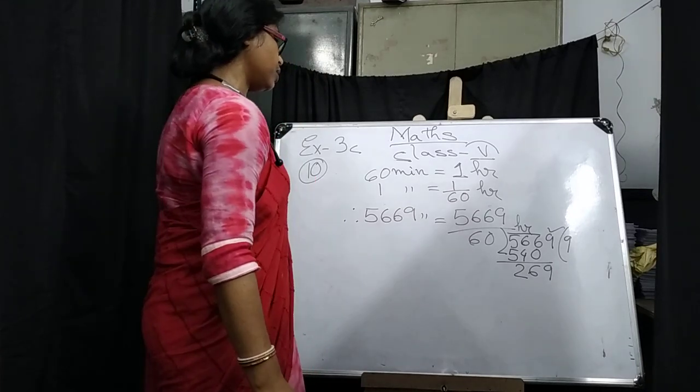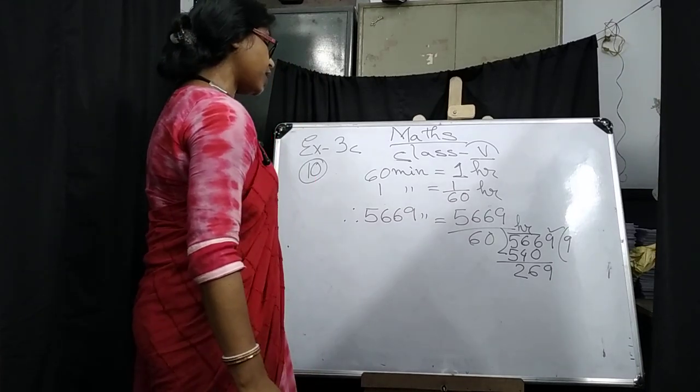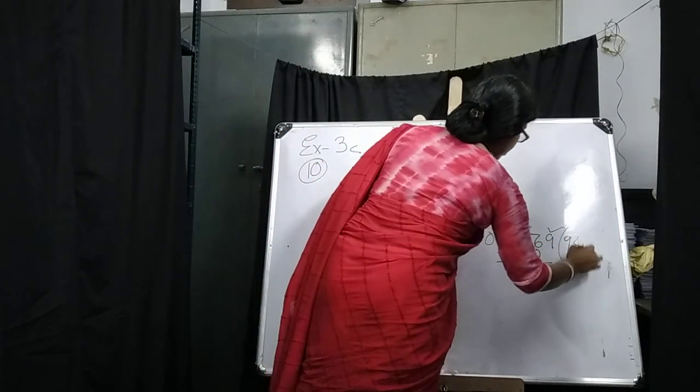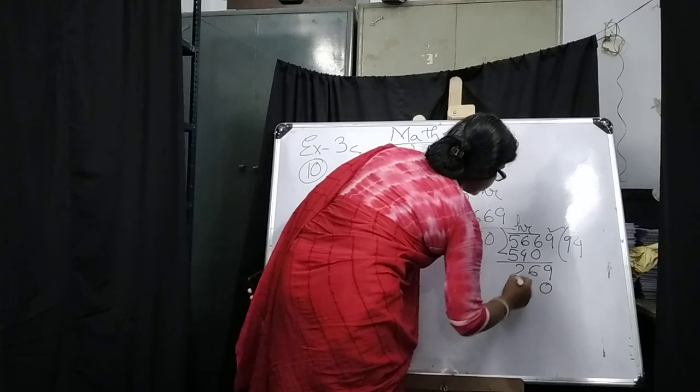6 4s are 24, 6 3s are 18, 6 4s are 24, 6 5s are 30, 6 4s are 24. 4 zeros are 0, 6 4s are 24.